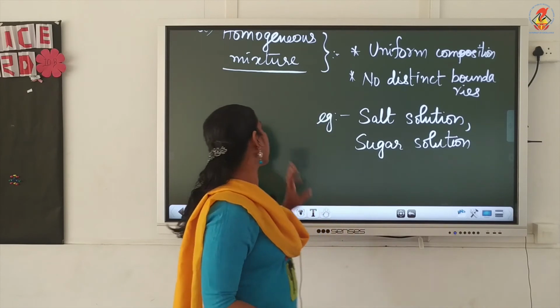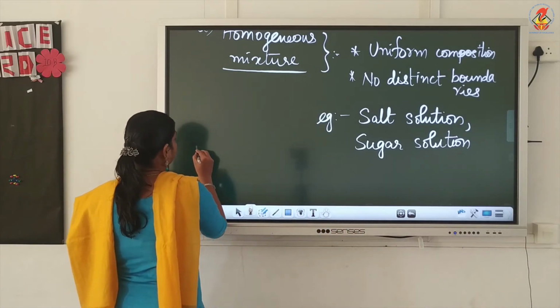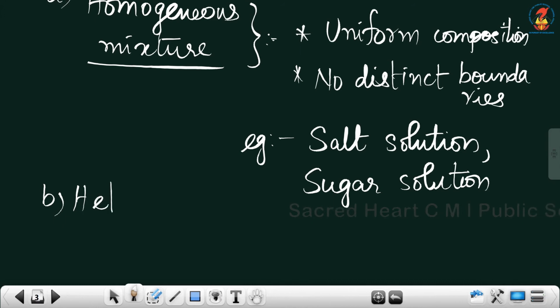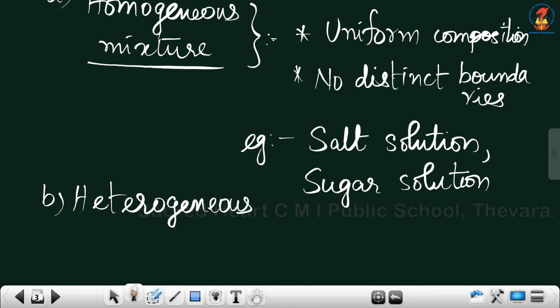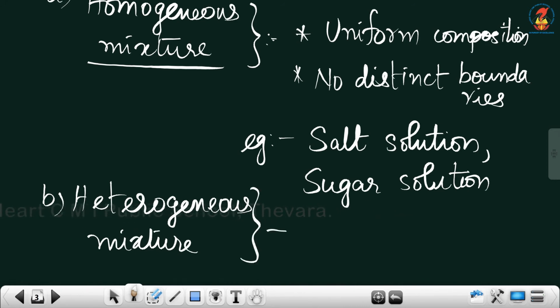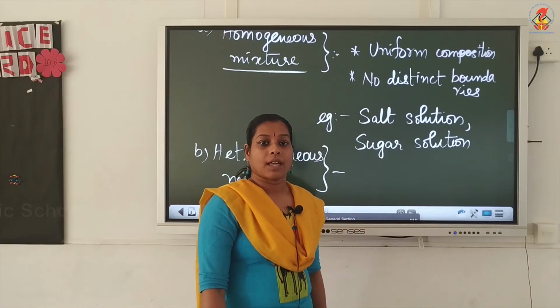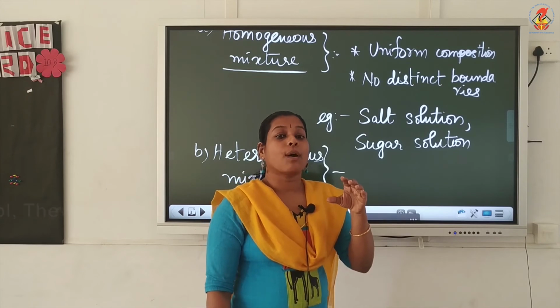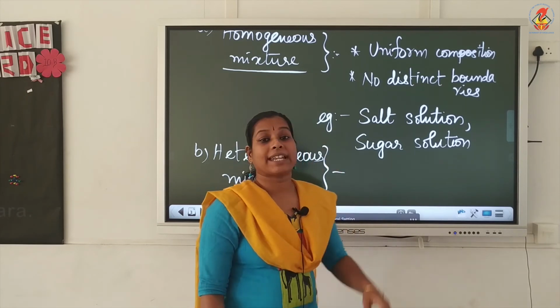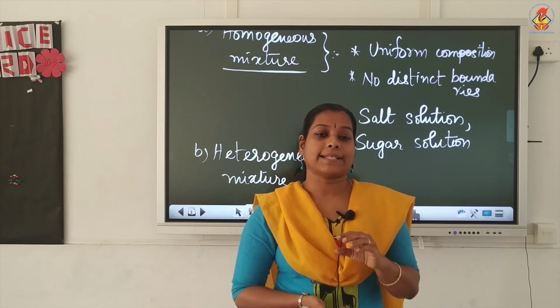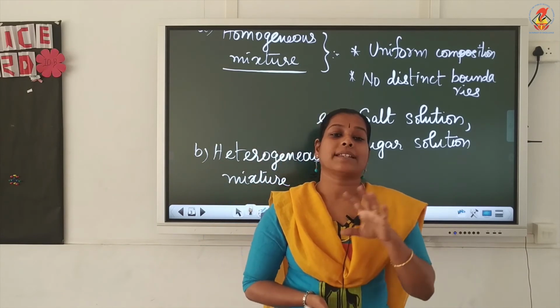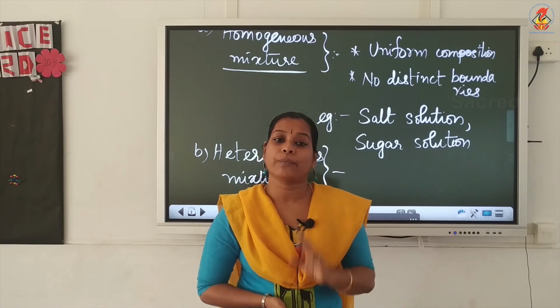Then we can see the second type of mixture, that is heterogeneous mixtures. What do we mean by heterogeneous mixtures? Heterogeneous mixtures means just the opposite of homogeneous. They do not have a uniform composition, and they will have distinct boundaries. For that we can take one example: sand in water, or soil in water type of mixture.